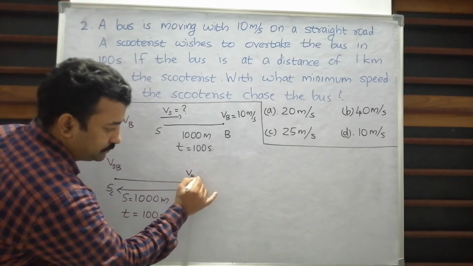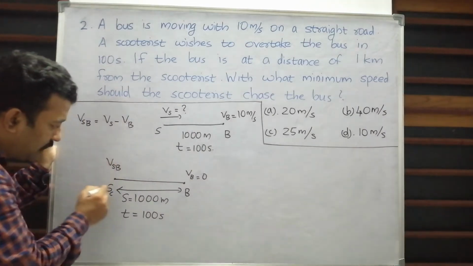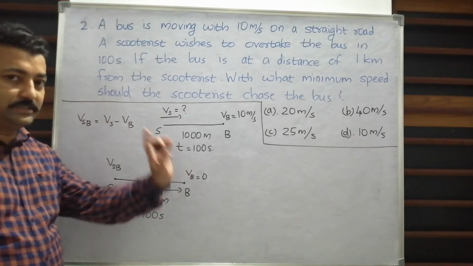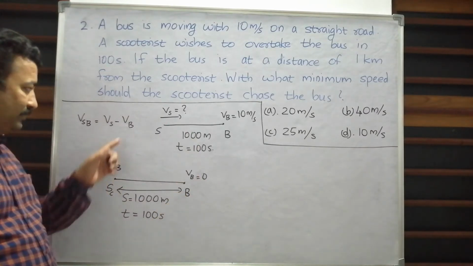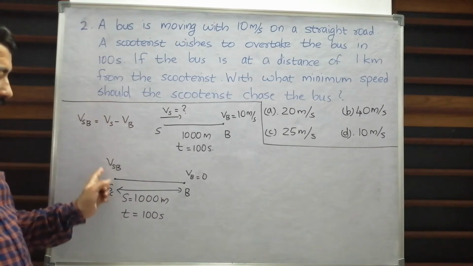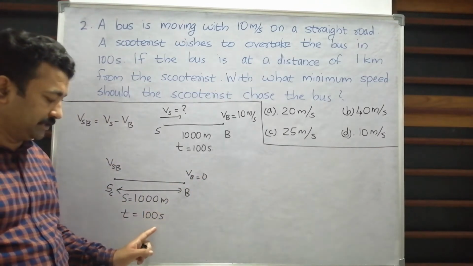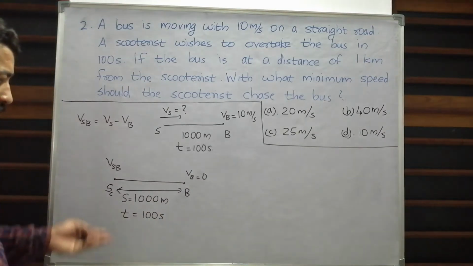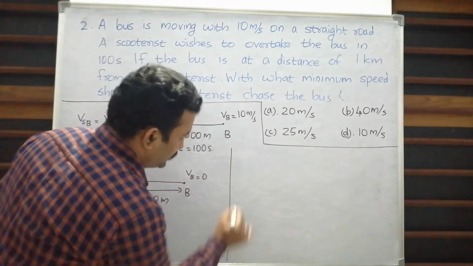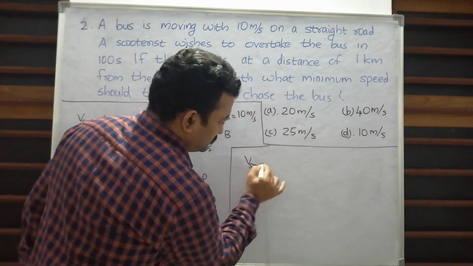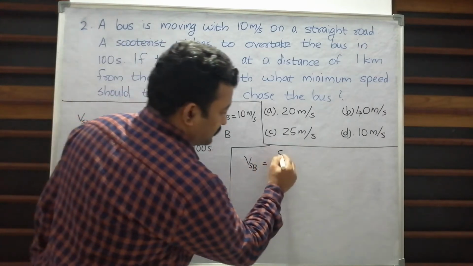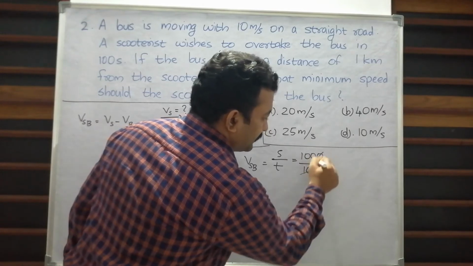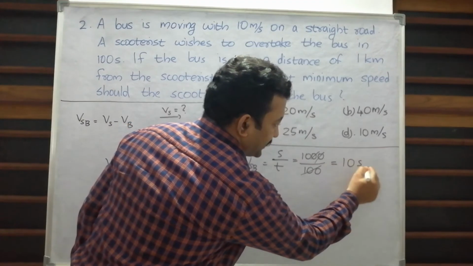In that frame, what about the situation of the bus? The bus is at rest. So I have arrested the bus by taking the concept of relative velocity. Can you see that? So what we did: we took the bus at rest. Now the scooterist is moving with the relative velocity of Vs minus Vb, and he wants to overtake the bus in 100 seconds, where the bus is at a distance of 1000 meters, 1 kilometer. We can obviously find the velocity of the scooterist with respect to the bus as distance divided by time, which is 1000 divided by 100, which gives me 10.